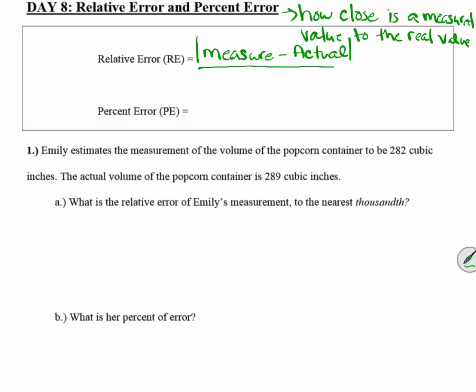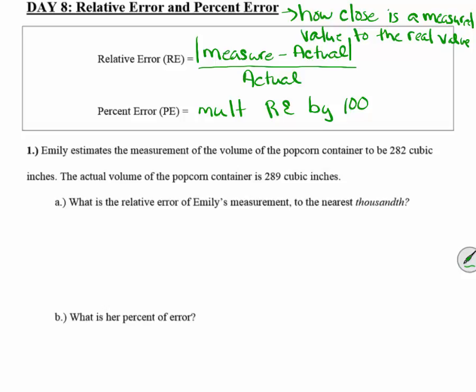We're comparing that, so we're going to divide it by the actual, right? The accepted, real value, however you want to think of it. But the one that you measure is only used once. The other number, what it's supposed to be, is used twice. Percent error just takes that value and turns it into a percent by multiplying by 100. So we multiply the relative error by 100. Okay, that's the only difference. So you have to do all that work anyway. All right, let's see how we do this.